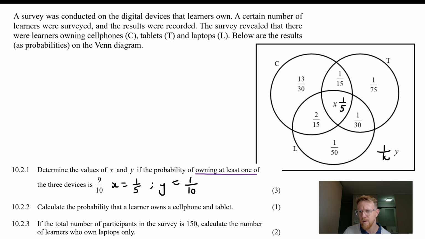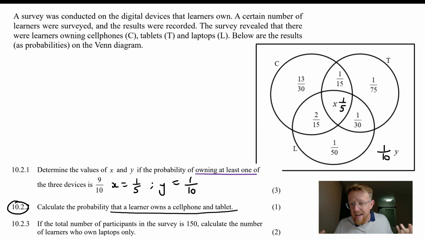So y we said was 1/10. Now this question for 1 mark, thank goodness. Calculate the probability that a learner owns a cell phone and a tablet. Now they need to be a little bit more clear there. Can the learner also own a laptop? For example, principal walks into the school and says, can everyone that owns a cell phone and a tablet please stand up? The people who have laptops as well, they would also stand up, right? So you see how the question's not extremely clear about what they want. Do they mean cell phone and tablet only, or do they mean a cell phone and a tablet? Because then you can also own a laptop.